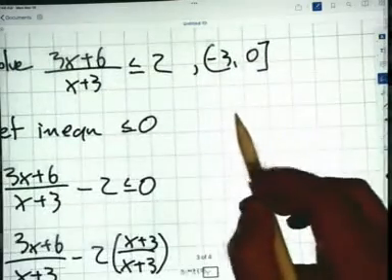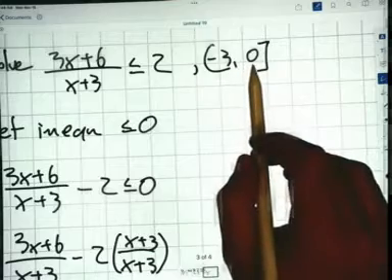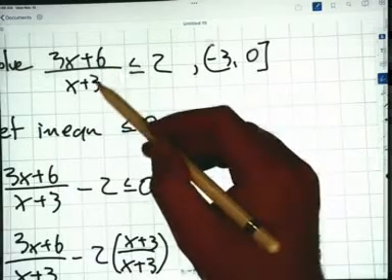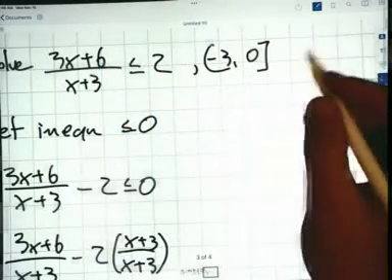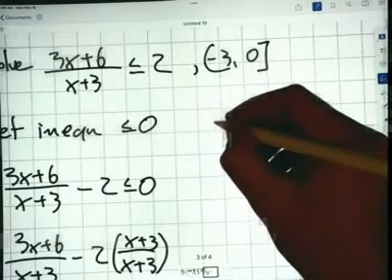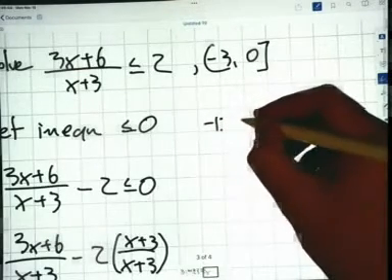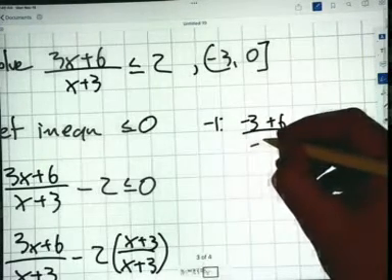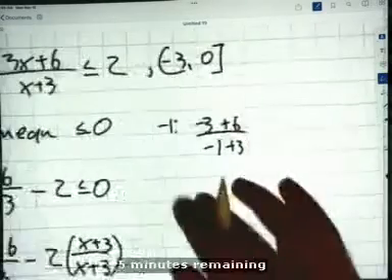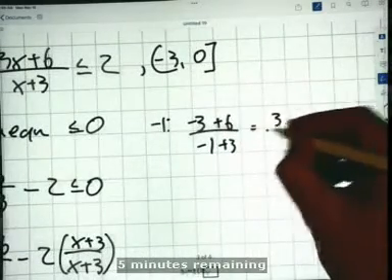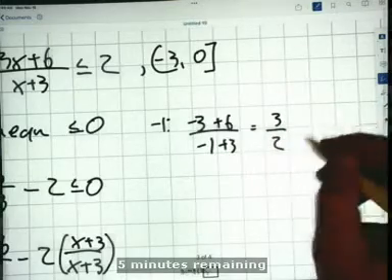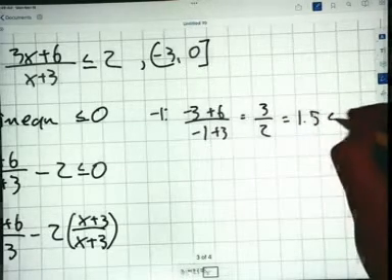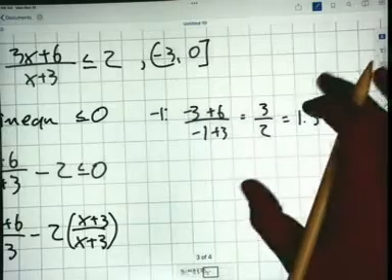And we can test this. If you plugged in 0, you get 6 over 3. 6 divided by 3 is 2. That's great. If you plugged in -1, you get -3 plus 6 over -1 plus 3. So that's going to be 3 over 2, which is 1.5, which is still less than or equal to 2.